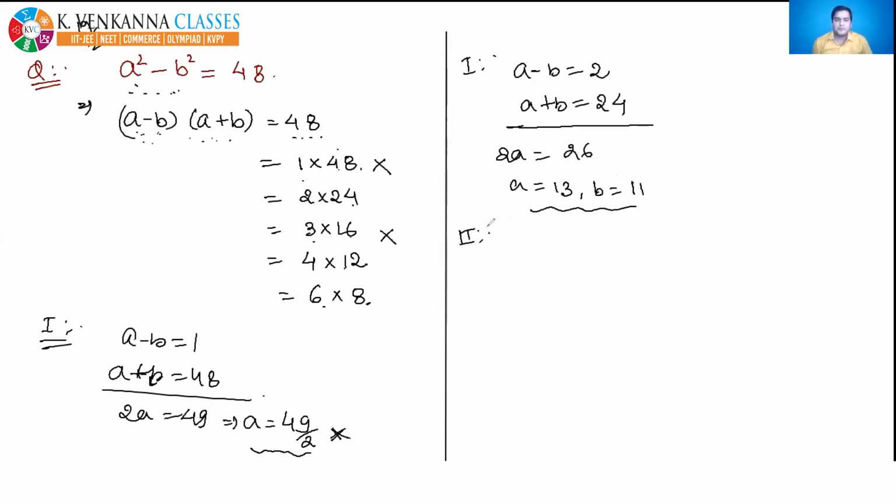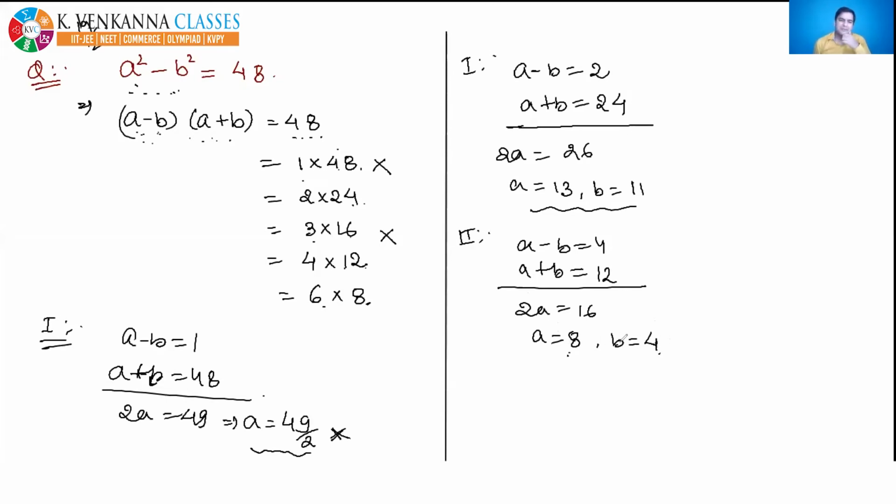Now case 2. Case 2, I will take 4 and 12. So a minus b is equal to 4, a plus b is equal to 12. If we add, 2a is equal to 16, a is equal to 8. If I put a is equal to 8, then I will get b is equal to 4. So 8 and 4. Yes, this answer some of the students were telling in the previous class.